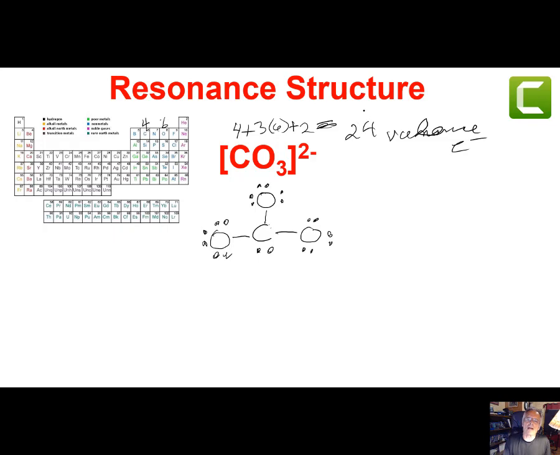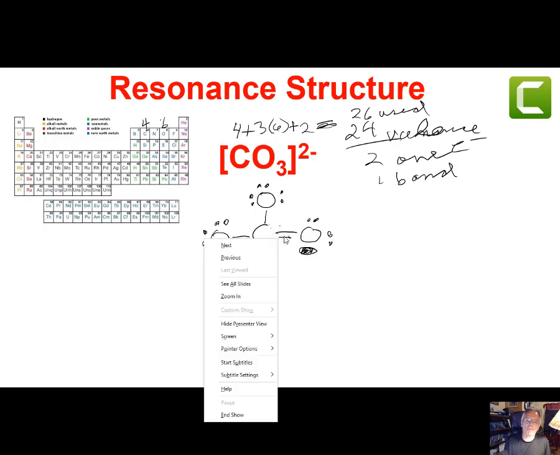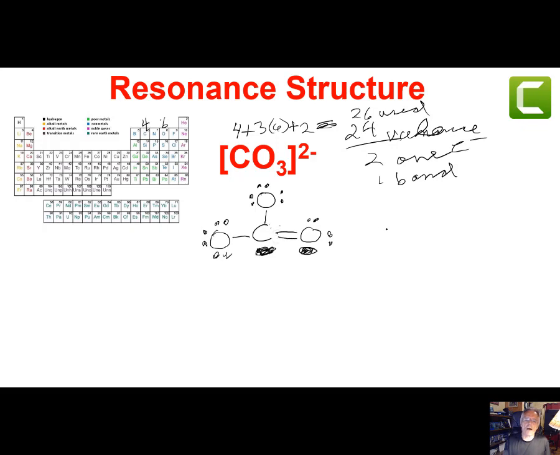And that means that I've got 26 electrons used to draw my structure. I'm 2 over, so I need to make 1 extra bond. Does it matter which oxygen I choose? No. I'll just choose this oxygen and these 2 electrons. So I'm removing 4 non-bonding electrons and replacing them with 2 bonding electrons.